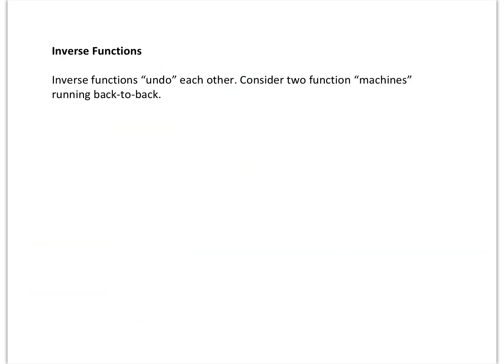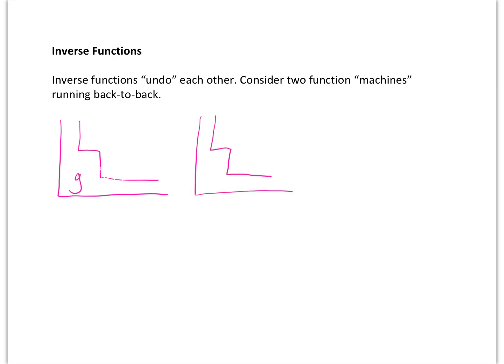Okay, let's go back and think about the concept of inverse functions. So this is another prerequisite concept that you should have seen before this course. Inverse functions are functions that, quote, undo each other. So consider 2 function machines running back to back. So if I have a function machine G, and then another function machine that takes the output from G and runs it through the F machine.